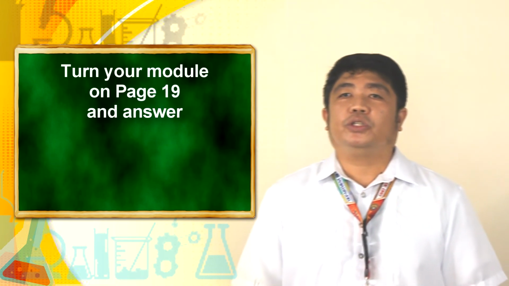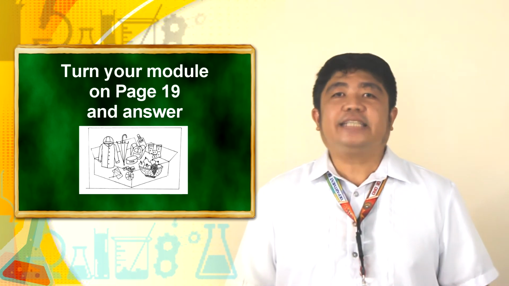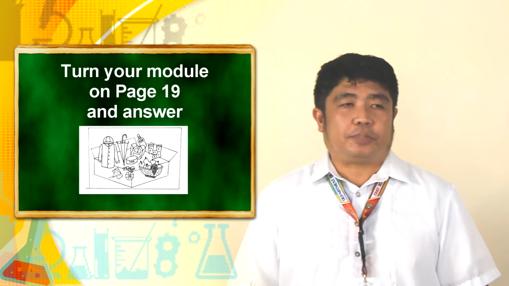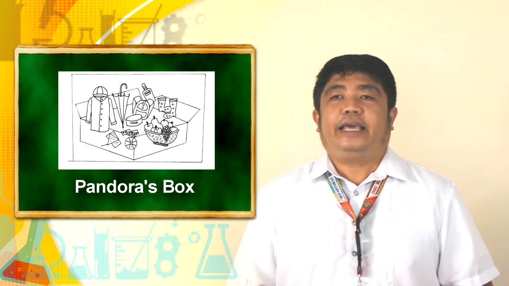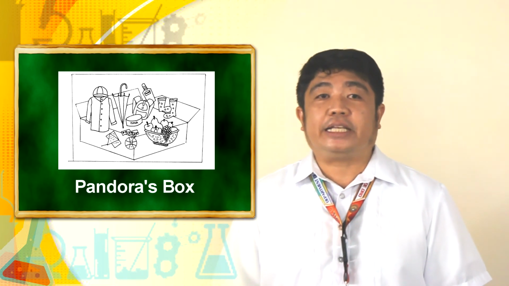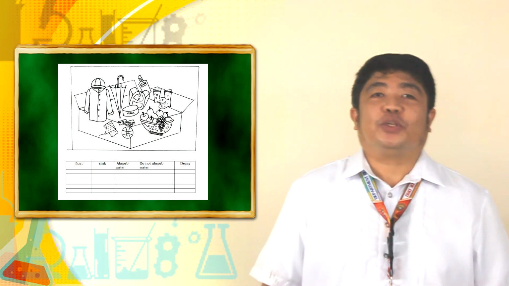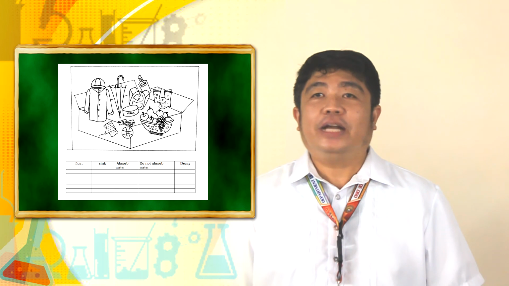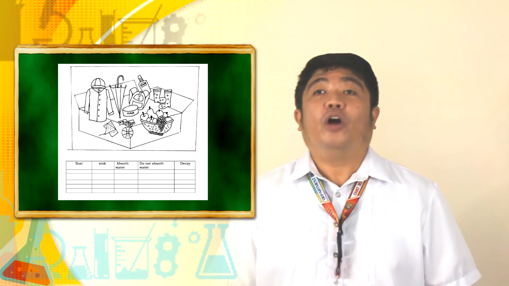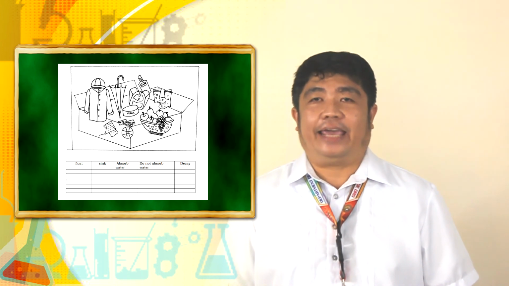Moving on with our session, turn your module to page 19. In this activity entitled Pandora's Box, you will see in the picture that inside the box are properties of matter that you can use. You are going to classify the materials on the ability to absorb and not absorb water, float, sink, and undergo decay.